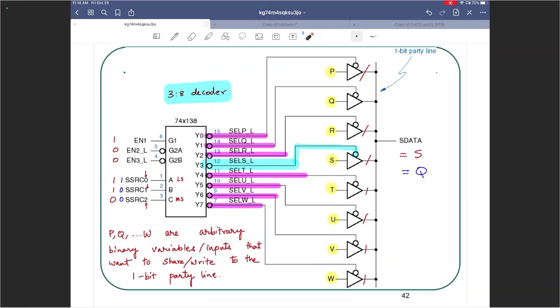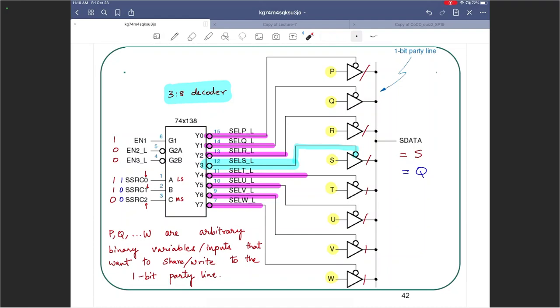Only one variable, say for example Q. Only Q can take control of the party line. Now if Q is 0, S data is 0. If Q is 1, S data is 1. Okay.